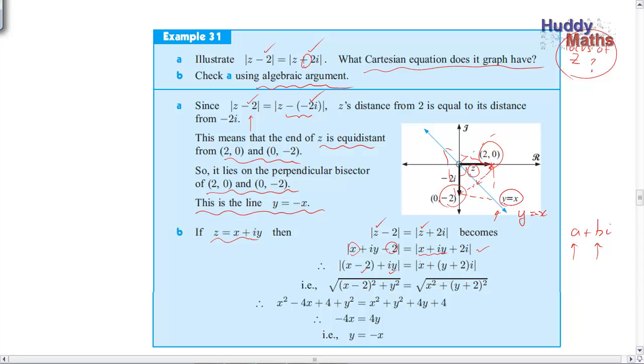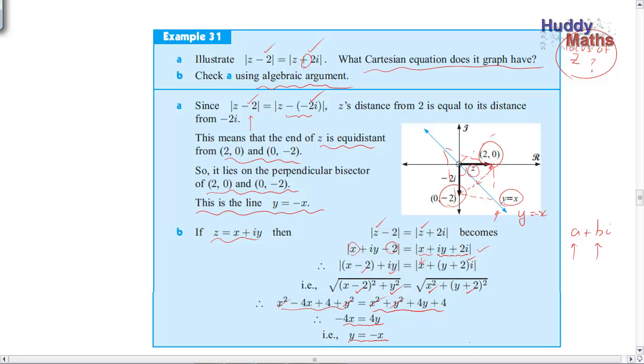Now collecting up the real parts, there's only 1. Imaginary parts here, this is y plus 2 lots of i. And now we're ready to find the modulus or size of the complex number. So it's the square root of real part squared plus imaginary part squared. Same over here. Squaring both sides, then subtracting x squared and y squared from both sides and simplifying it: neg 4x equals 4y, y equals neg x. So that checks our geometric work from above.